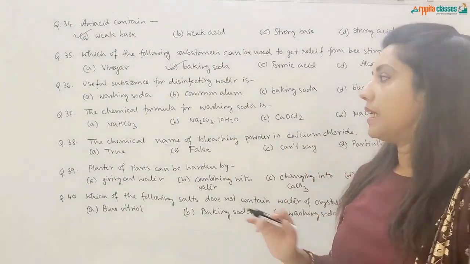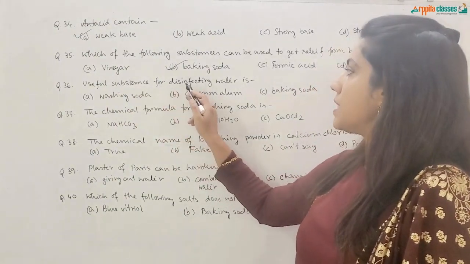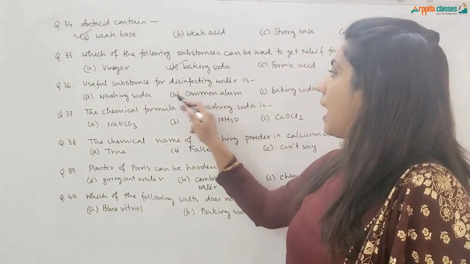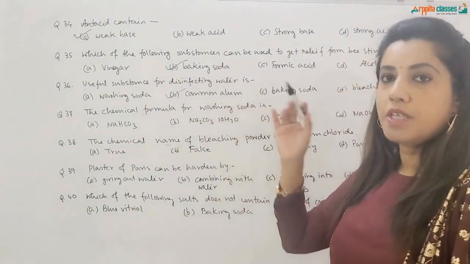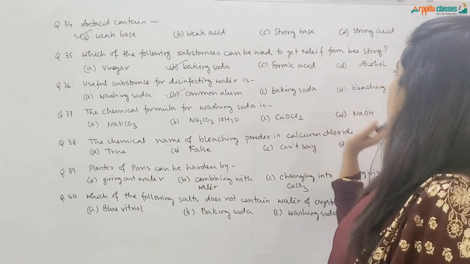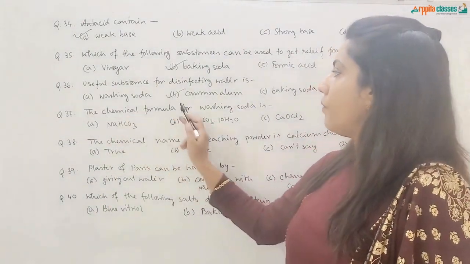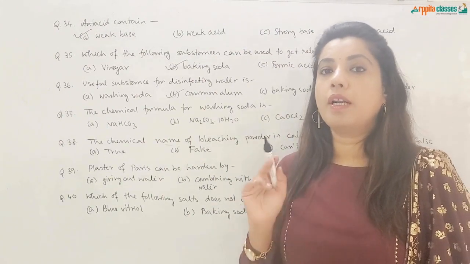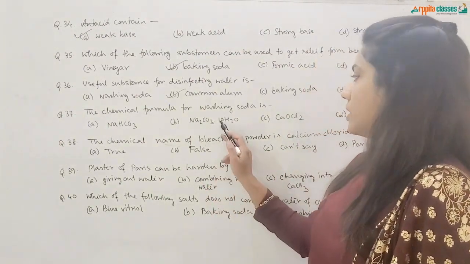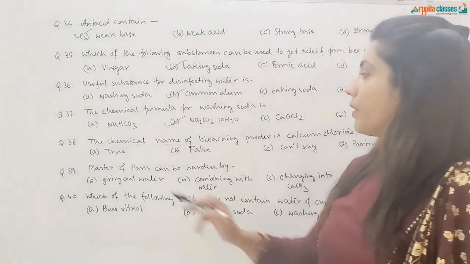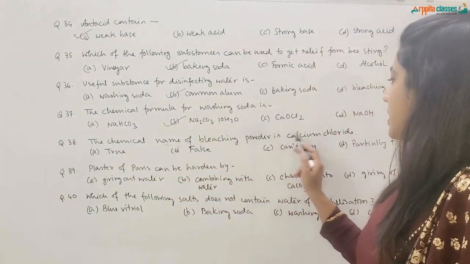Come to question number 36. Useful substance for disinfecting water is washing soda, no. Common alum is the right option. Common alum is used to disinfect water. Baking soda, no. Bleaching powder, no. The chemical formula for washing soda is Na2CO3.10H2O. So this is the right option. Washing soda is Na2CO3.10H2O.